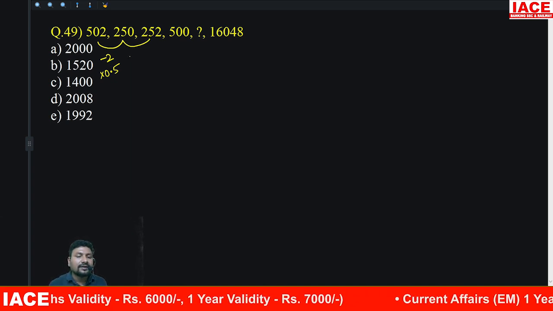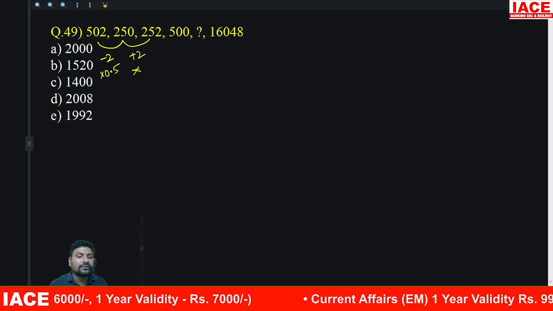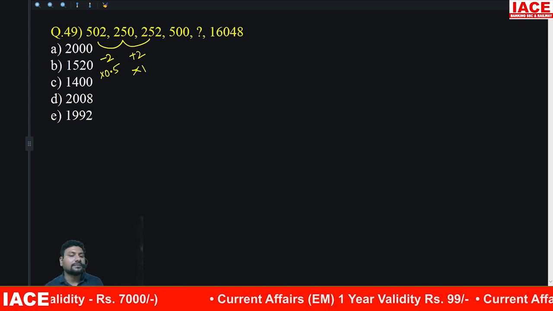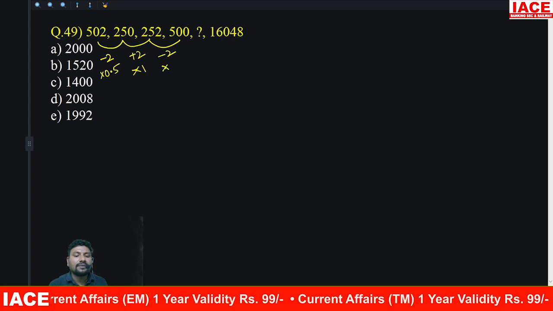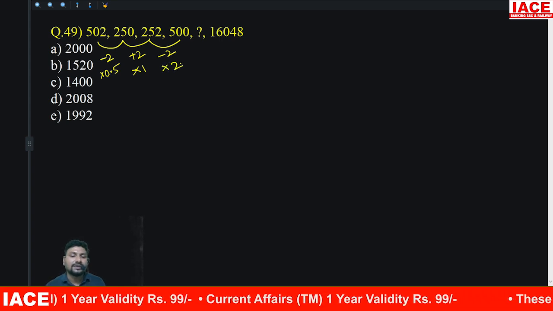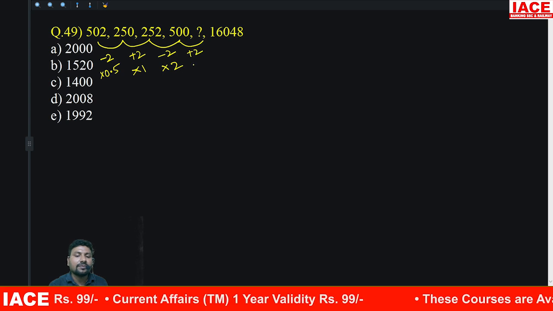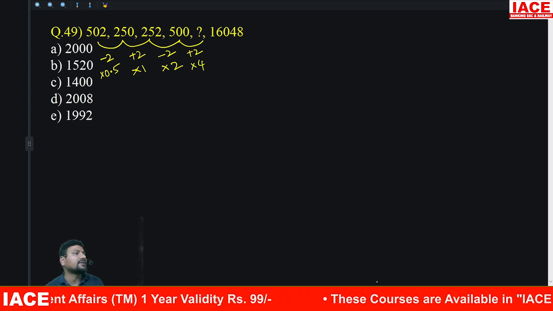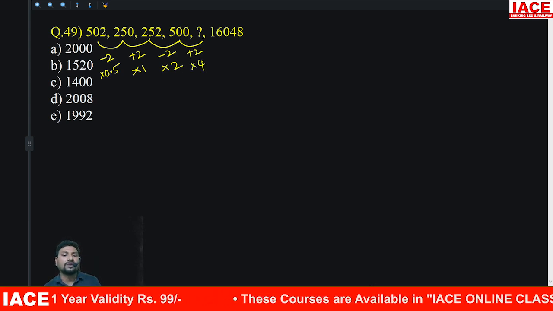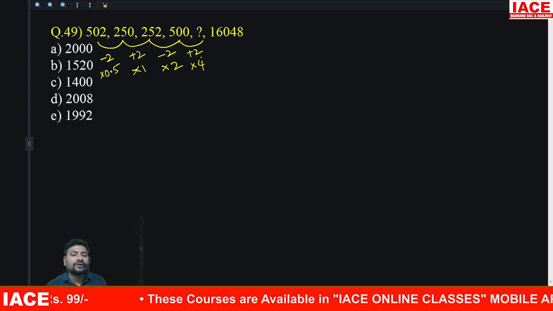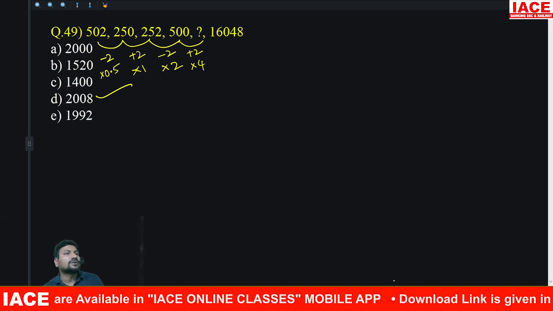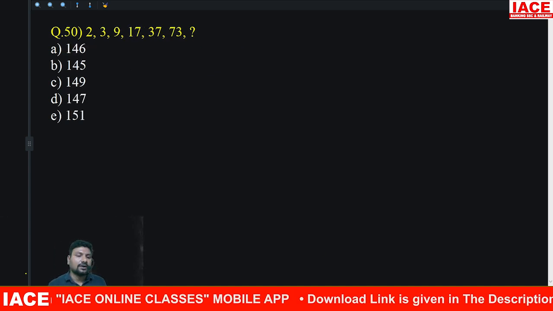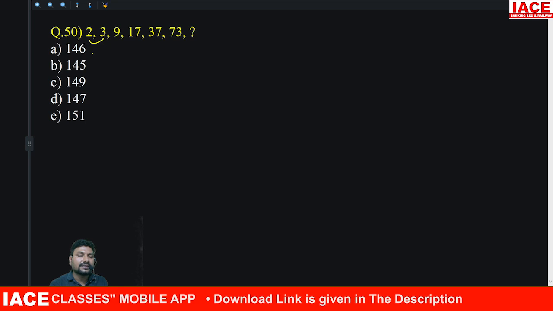And added by 2 into 1. And next, remove by 2 and multiply with 2. Next, added by 2, multiply with 4. 0.5, 1, 1, 2, 2, 4, 4. 500 into 502. 502 into 4. What is answer? 2008. Option D.